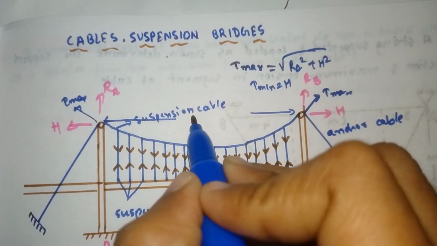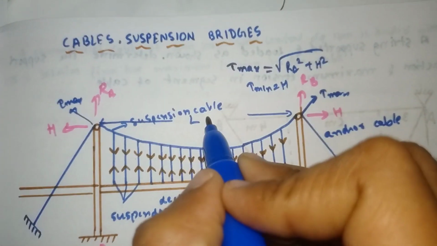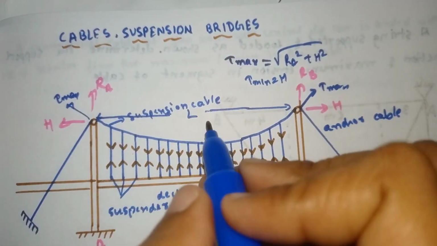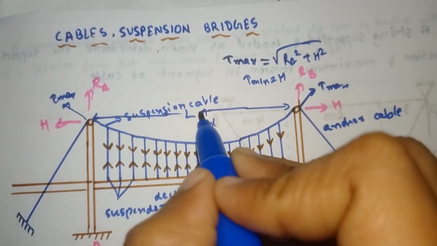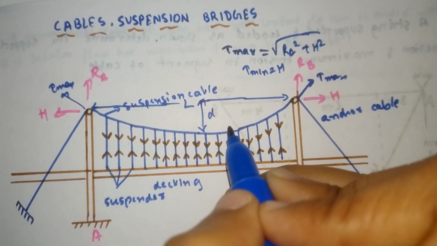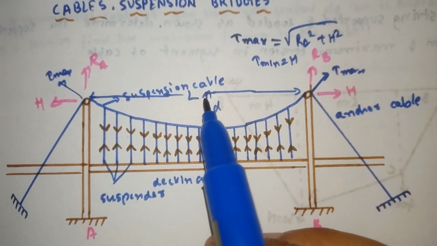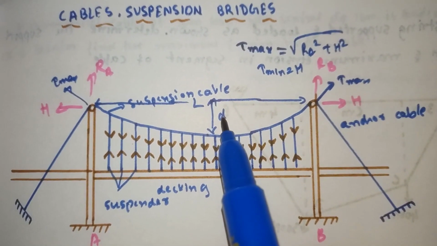Here is the span length, that is capital L. Span length, capital L. And from here to here is the dip, that is small d. Here to here is the dip, small d. So the distance between here and here is small d.